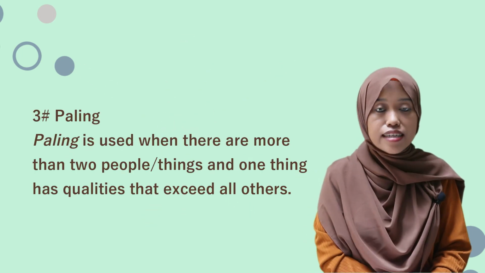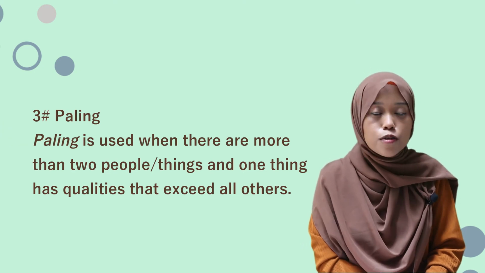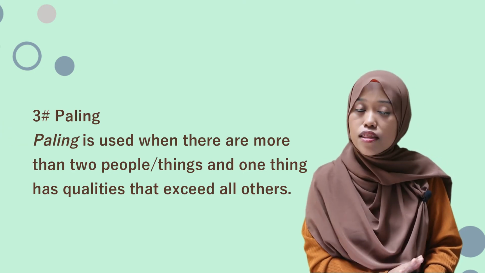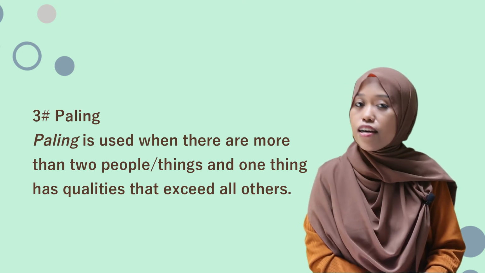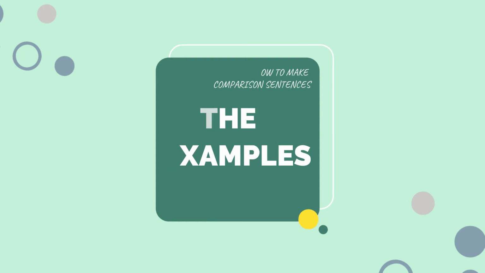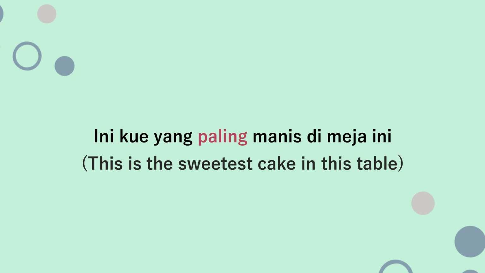The third one is paling. We use paling when there are more than two people or things and one thing or person has qualities that exceed all others. For examples, itu buku paling kecil yang pernah saya lihat. Ini kue yang paling manis di meja ini.